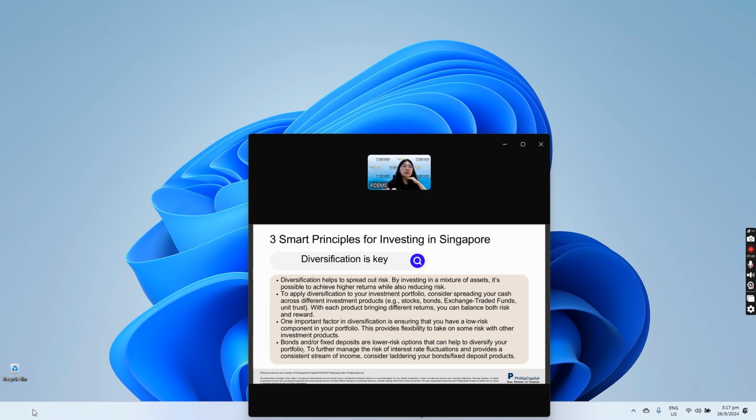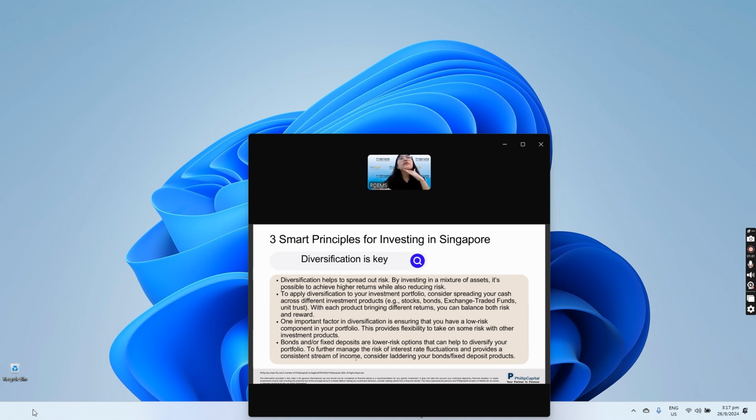Okay, now here is like bonds or fixed deposit or money market fund. If you want flexibility, okay, there are lower risk options that can help you diversify your portfolio. Okay, so this one can also further manage the risk of interest rate fluctuation. We all know that now the Federal Reserve rate, many people go to bonds or more fixed rate products because we expect the rate will go down more. So everyone wants to fix their money at a higher rate.